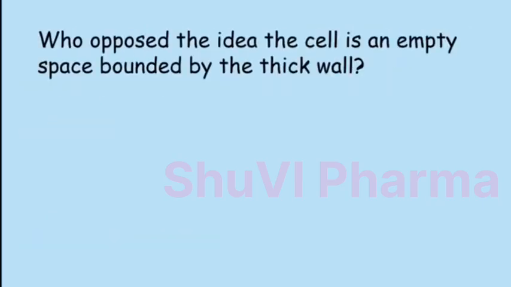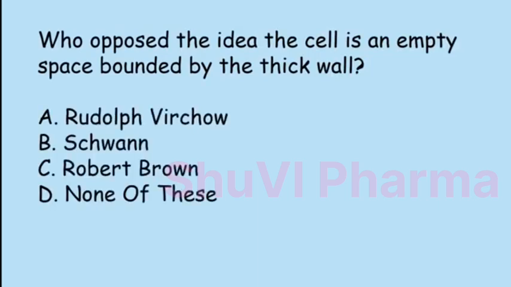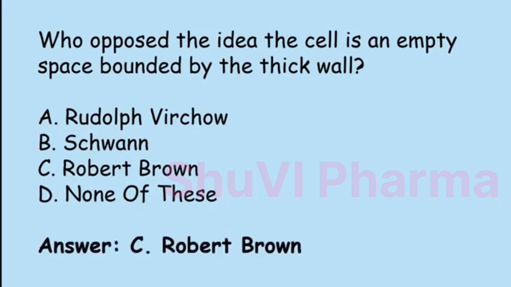Who opposed the idea the cell is an empty space bounded by a thick wall? Rudolf Virchow, Swan, Robert Brown, none of these. The correct answer is option C. Robert Brown opposed the idea the cell is an empty space bounded by the thick wall.